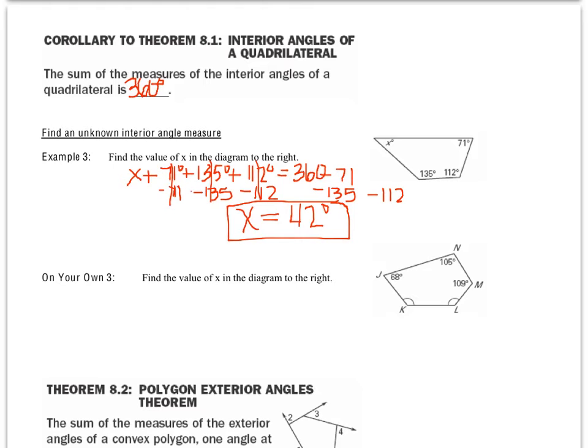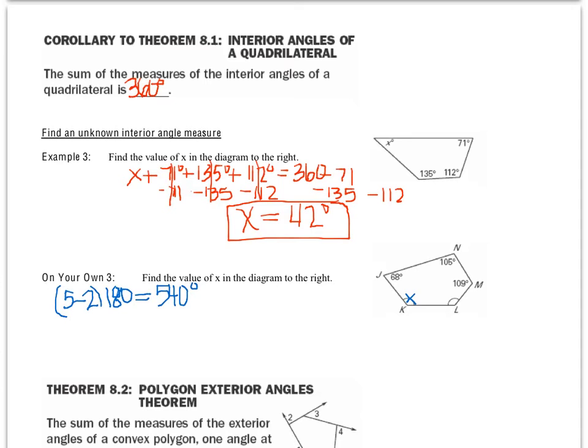Next one says find the value of x in the diagram to the right. And if you notice, it doesn't have 4 sides. It has 1, 2, 3, 4, 5. So we need to figure out the angle measure first. So in order to do that, I'm going to say my number of sides, which is 5 minus 2 times 180 degrees. And that gives me 540 degrees. That's my angle measurement here.